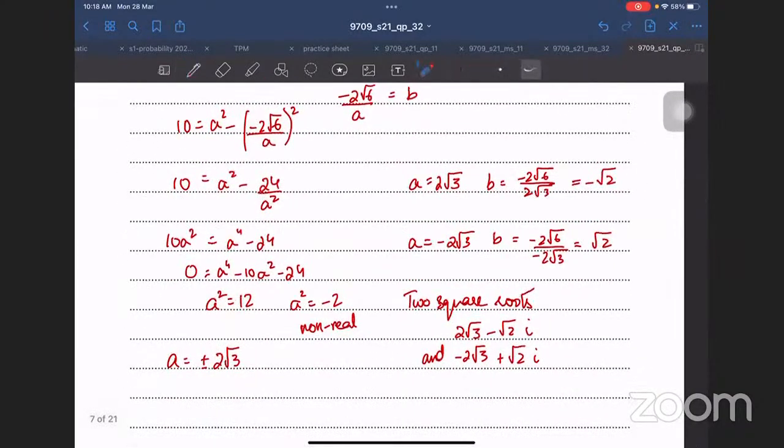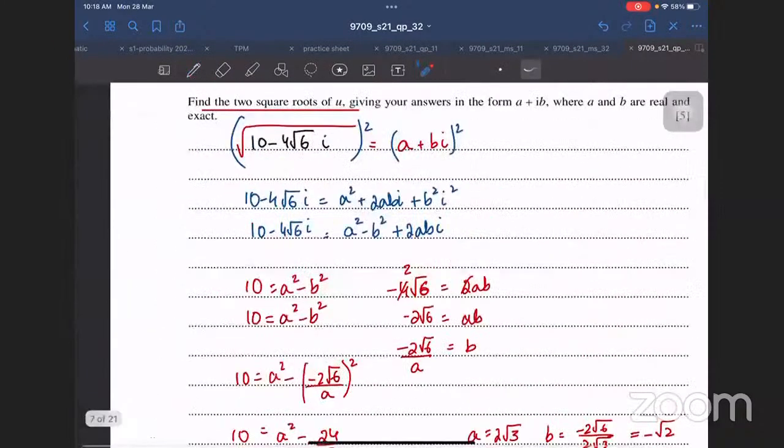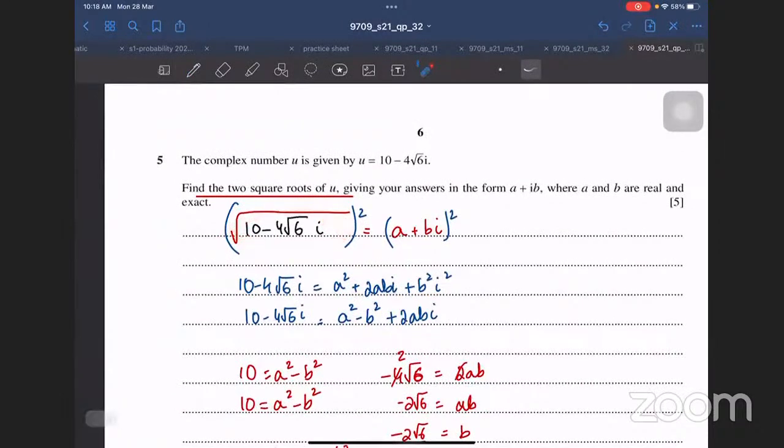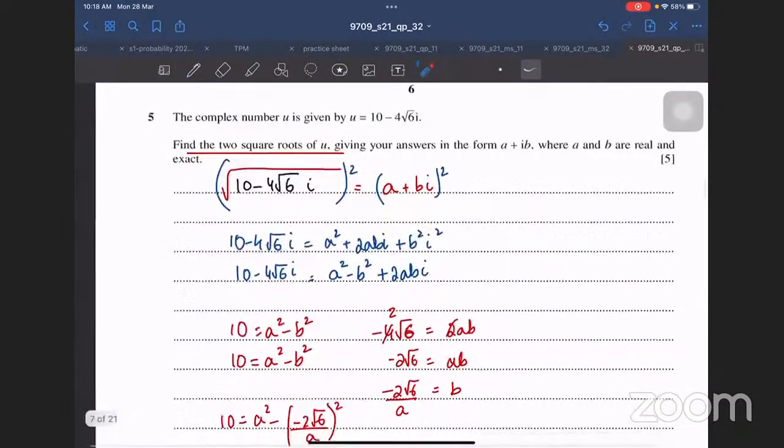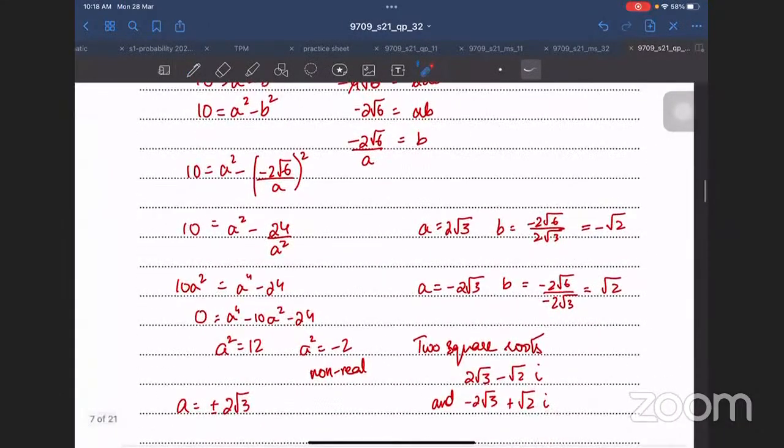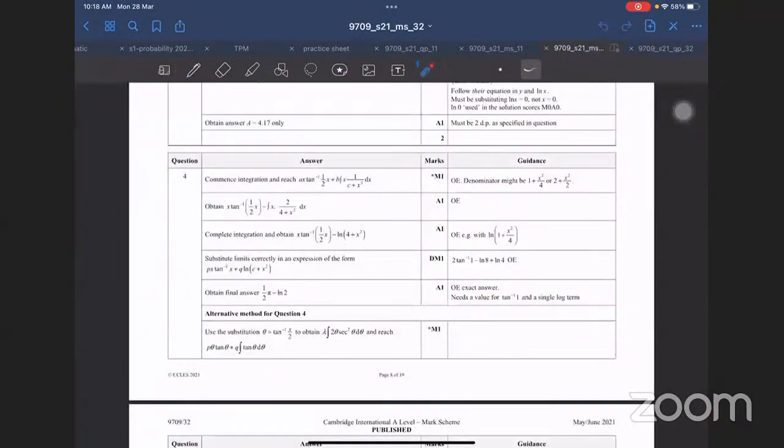How do we know we have done it correctly? If I square this, I can put it on a calculator. I should get 10 minus 4 root 6. The calculator will tell me if I did it right. Okay? Let me check the marking scheme.